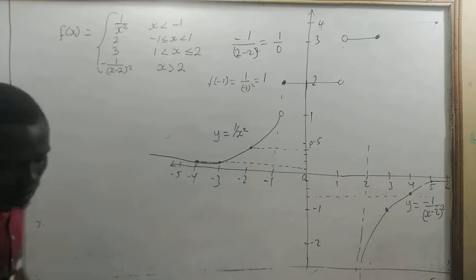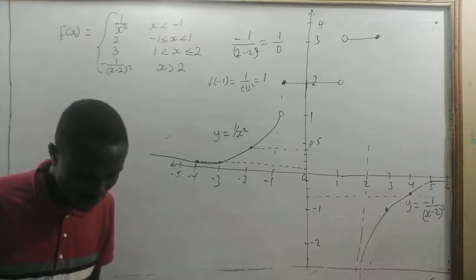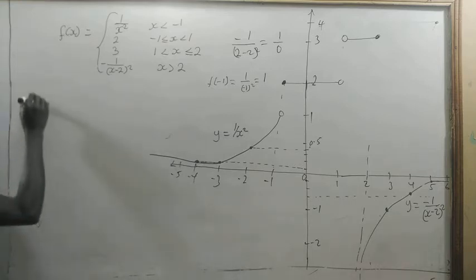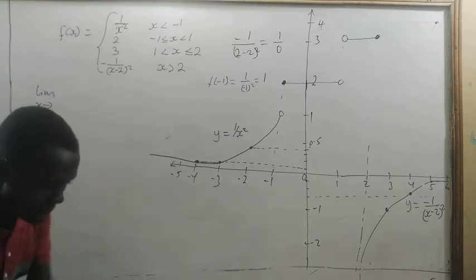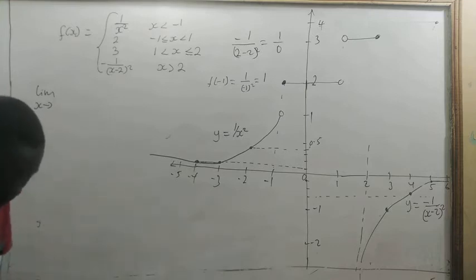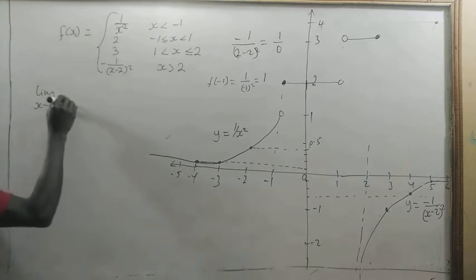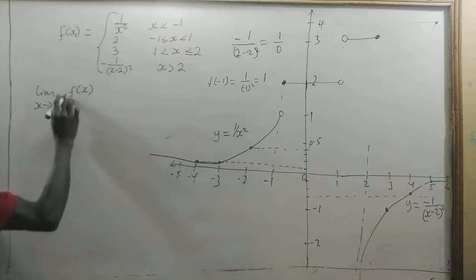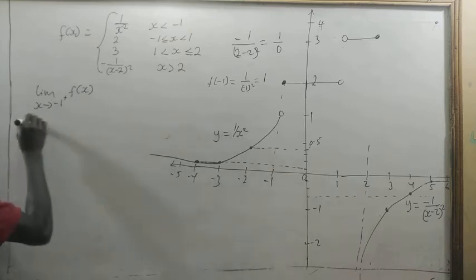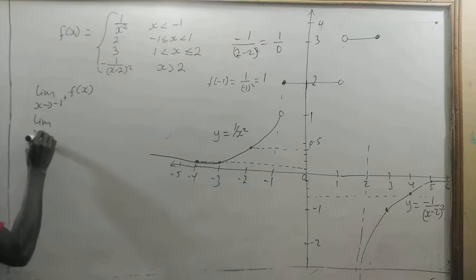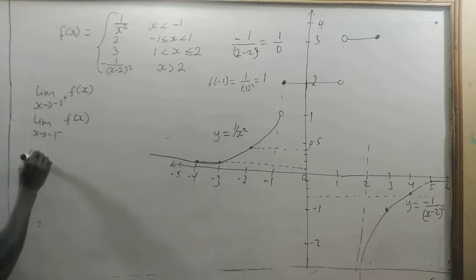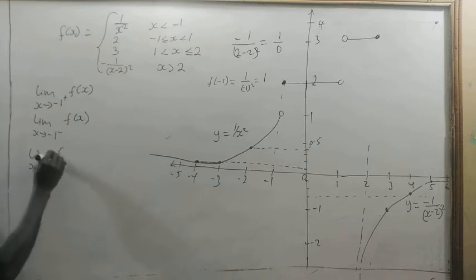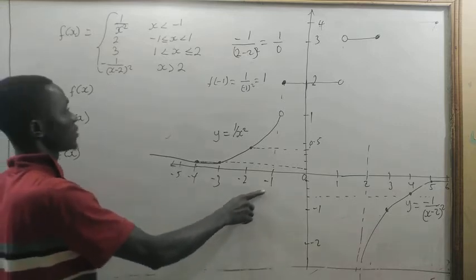First, we have to answer this question. We have to take the limit as x approaches -1 from the right of f of x, and the limit as x approaches -1 from the left of f of x, and then you take the limit as x approaches -1 of f of x and see. Now, where is -1? There's a -1.